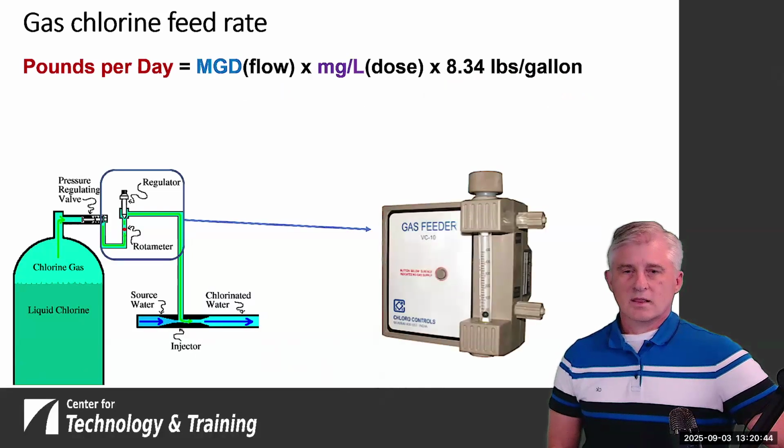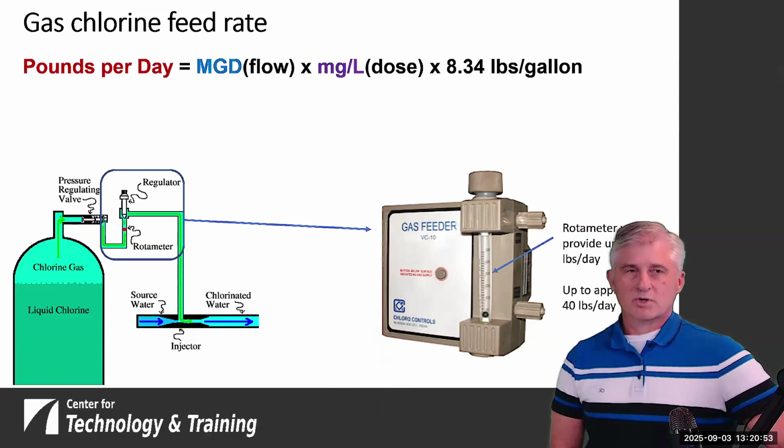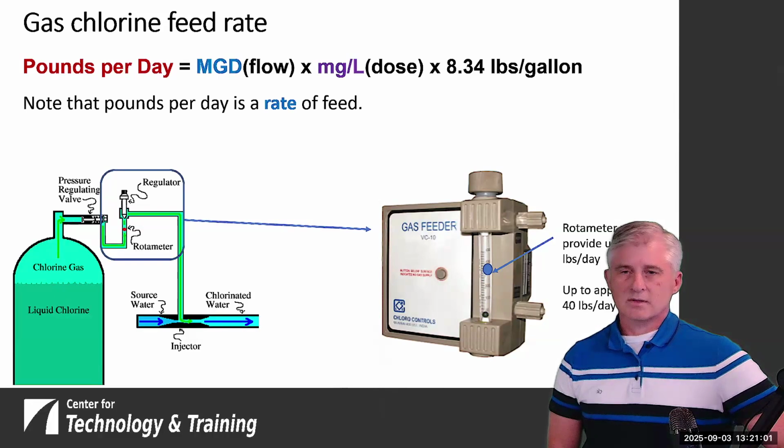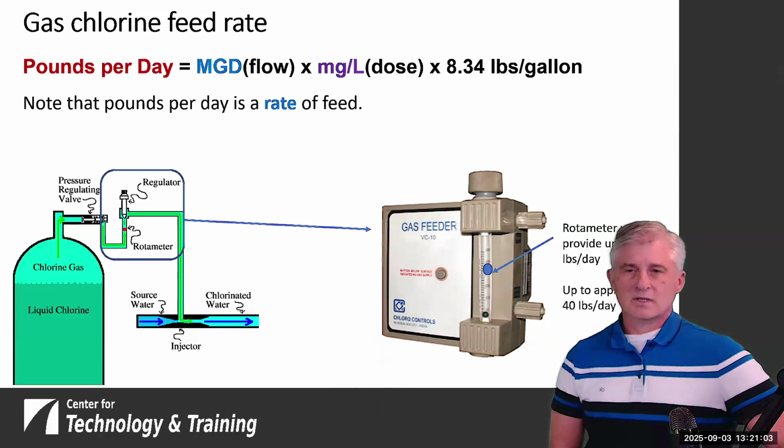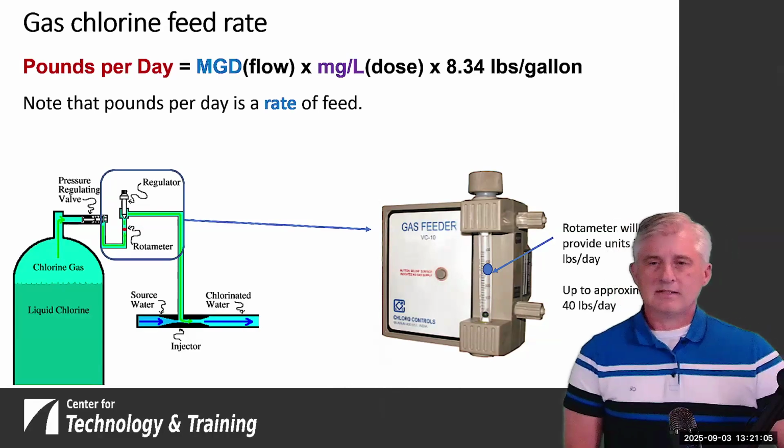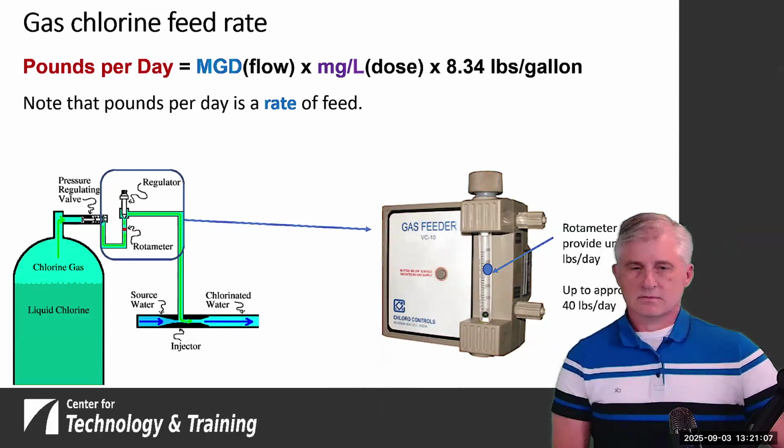So this is a rotometer, and the rotometer will show us in units of pounds per day what our feed rate is. It goes up to 40 pounds per day as a max. I'm going to note that pounds per day is a rate of feed.